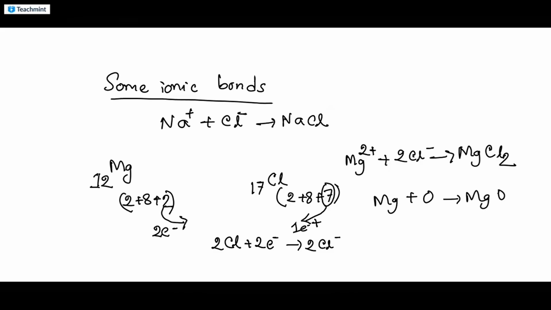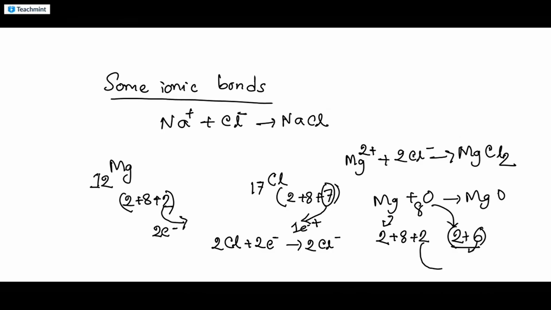And how did I get this first? It's pretty easy. Magnesium electron configuration is 2 plus 8 plus 2. And oxygen's atomic number is 8. Thus its electron number is 8, and its electron configuration will be 2 plus 6. That means oxygen needs 2 more electrons.